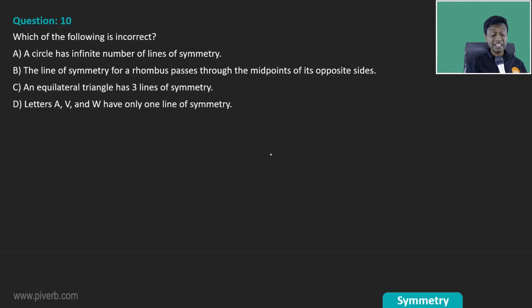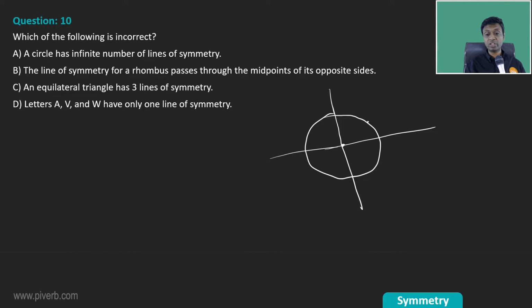Which of the following is incorrect? A circle has infinite number of lines of symmetry. Draw a circle. A line of symmetry, put a line through the center. Any diameter of the circle will be a line of symmetry. This half can fold on to this half about this diameter. One semicircle folds on to the other semicircle. A circle has infinite number of lines of symmetry. That is correct.